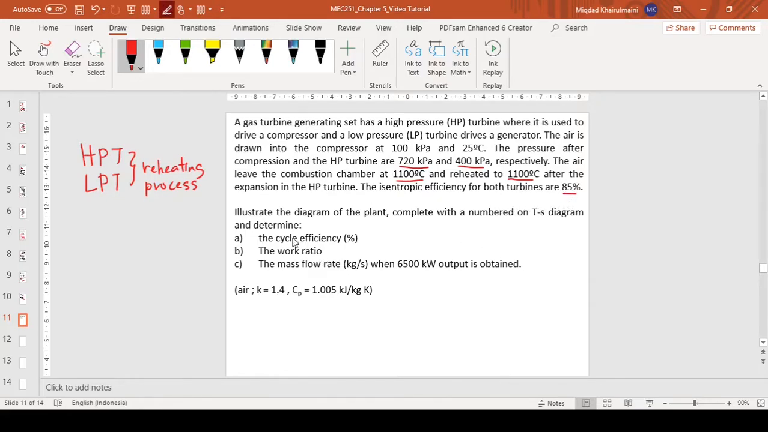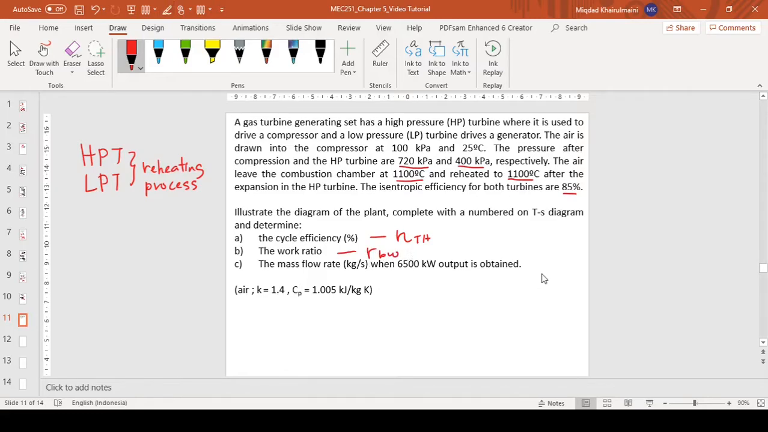The question asks us to illustrate the diagram of the plant complete with the numbers on a TS diagram. So we have to sketch the TS diagram and label the number of states. Then determine, A, the cycle efficiency in percentage, which is the thermal efficiency for the Brayton cycle, and then the work ratio, rbw.